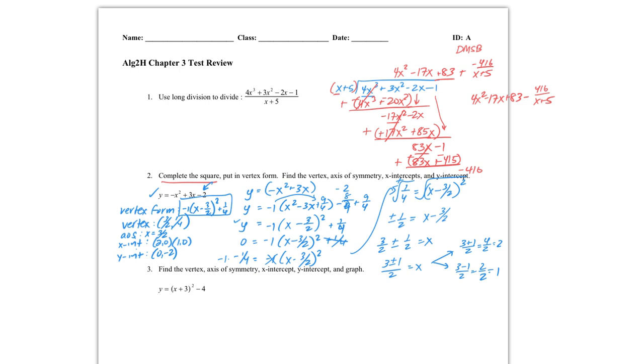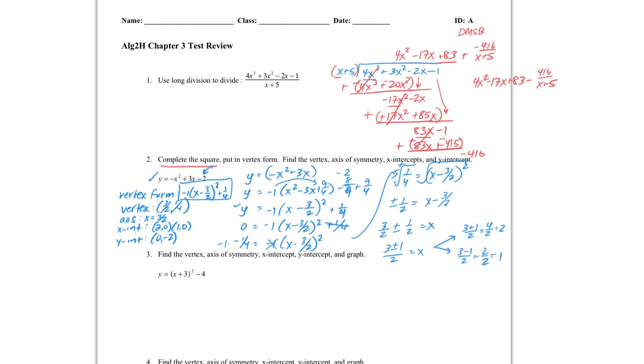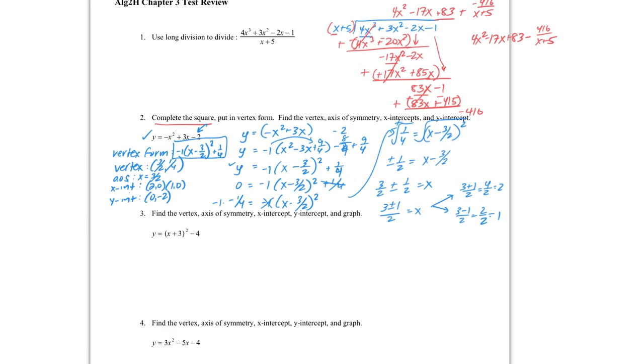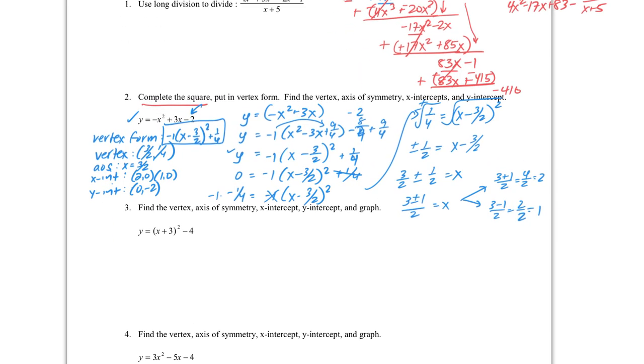The next one says find the vertex, axis of symmetry, x and y intercept, and actually graph it. So again, this one's a little bit different because it's in a different form. It's already in vertex form, so it made it a little bit easier. The vertex, I can identify really quickly. It's going to be (-3, -4). The axis of symmetry is going to be the line x equals -3.